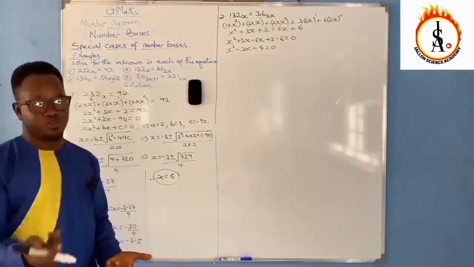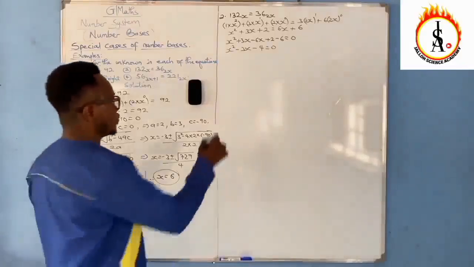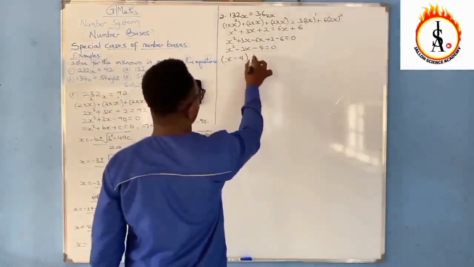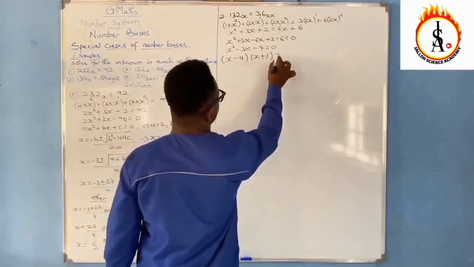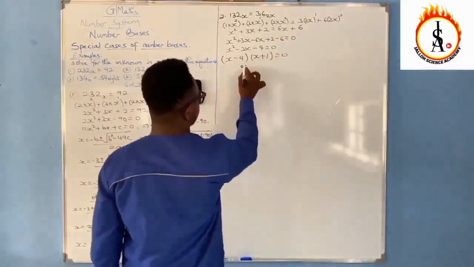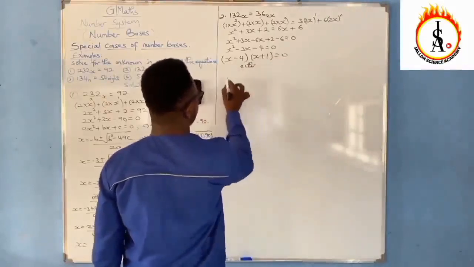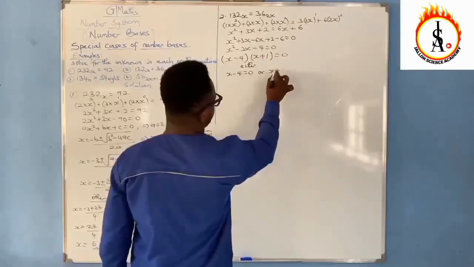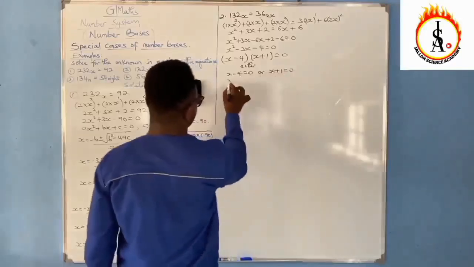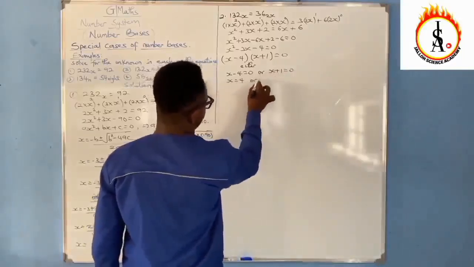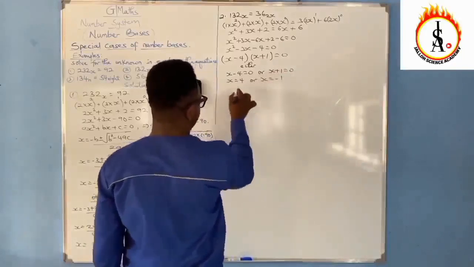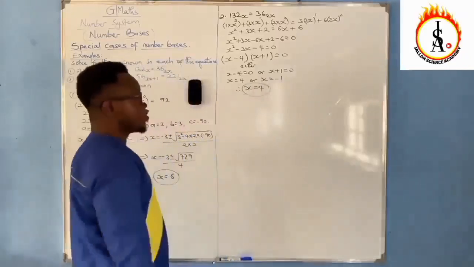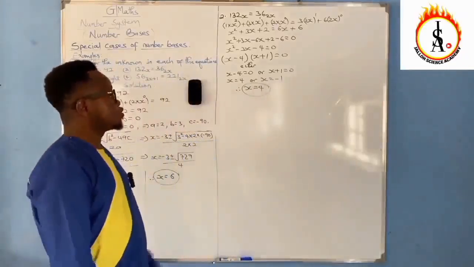We get minus 4 plus 1. So we just say x minus 4 and x plus 1 is equal to 0. So it is either x minus 4 that is equal to 0, or x plus 1 is equal to 0. So x is equal to 4 or x is equal to minus 1. Therefore, our answer is, because number bases cannot be negative, x is equal to 4.